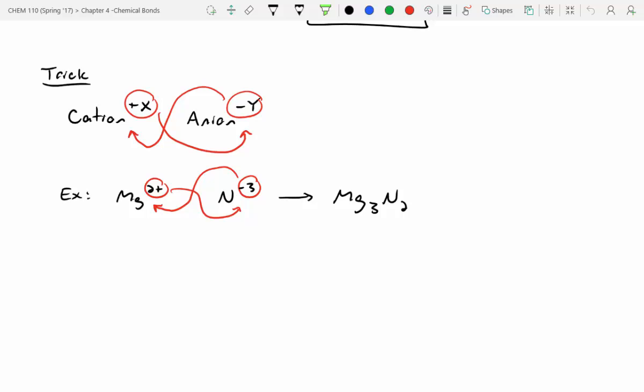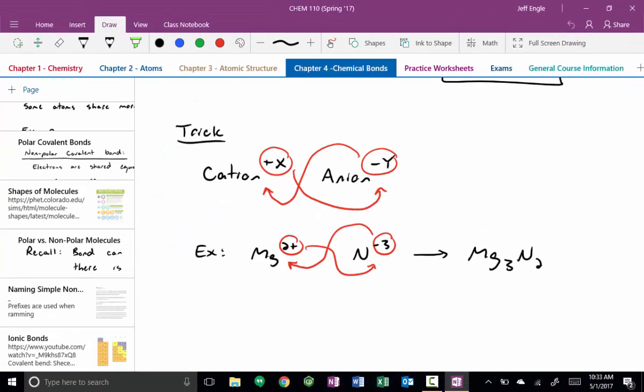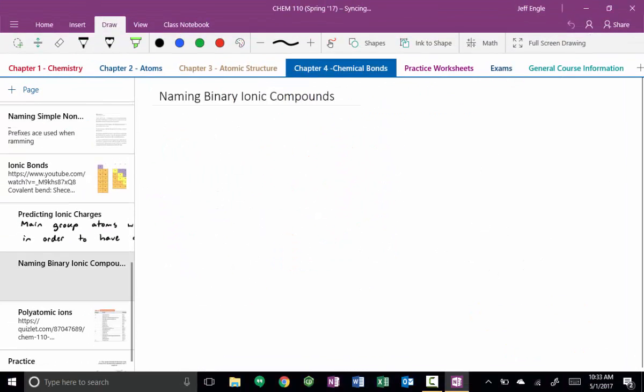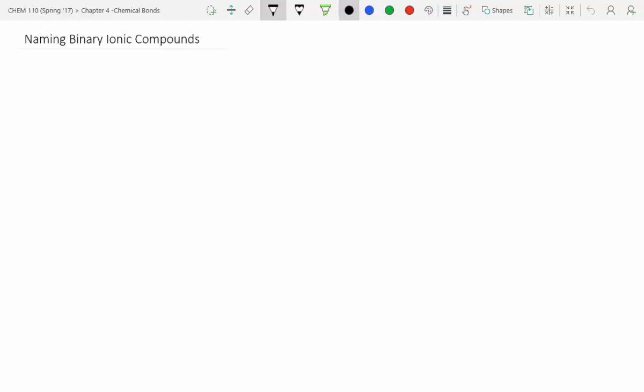Okay, so now what we've got to do is figure out how to name these. We know how to get the molecular formulas, but we don't quite know all the naming conventions. So let's talk about how to name ionic compounds. And there's two types of naming systems.